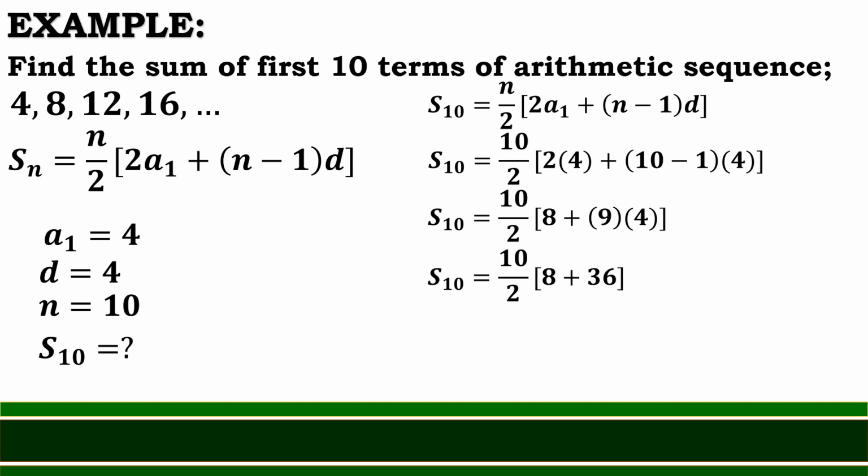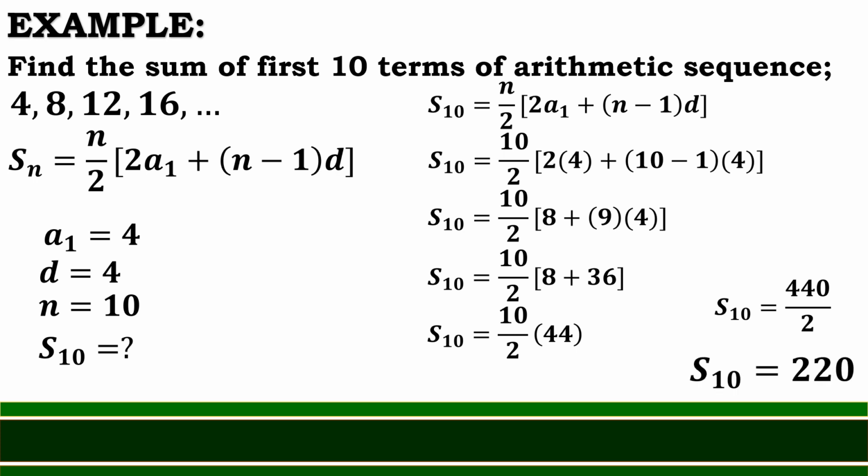So, add natin yung 8 and 36. Magkakaroon tayo ng 10 over 2 times 44. Multiply natin. See? We have 10 times 44. You have 440 divided by 2. It means the sum of 10 terms is 220. Okay? Another.